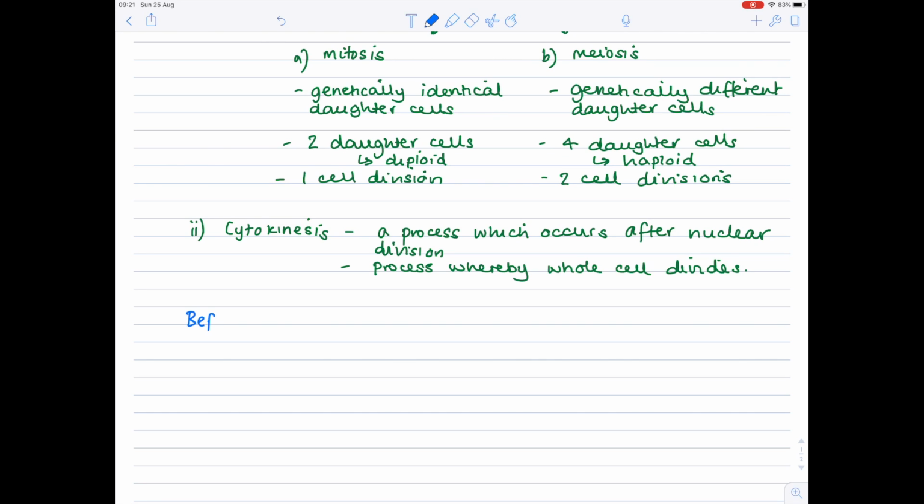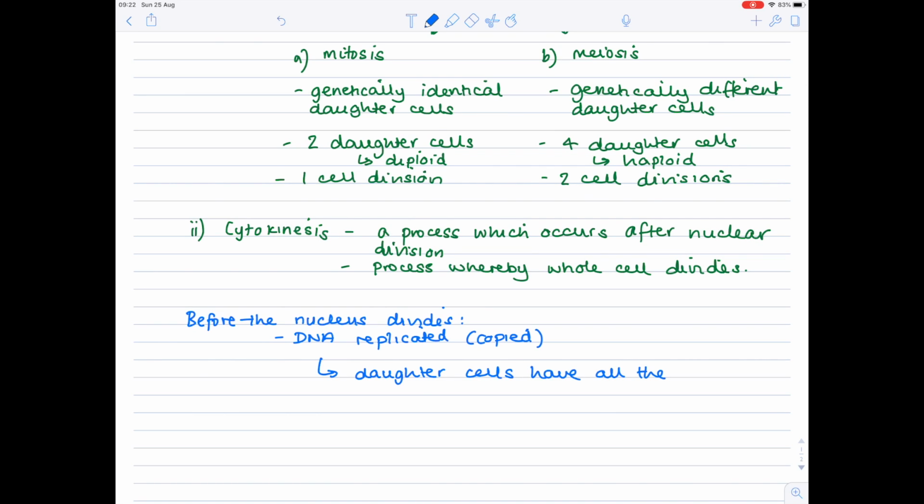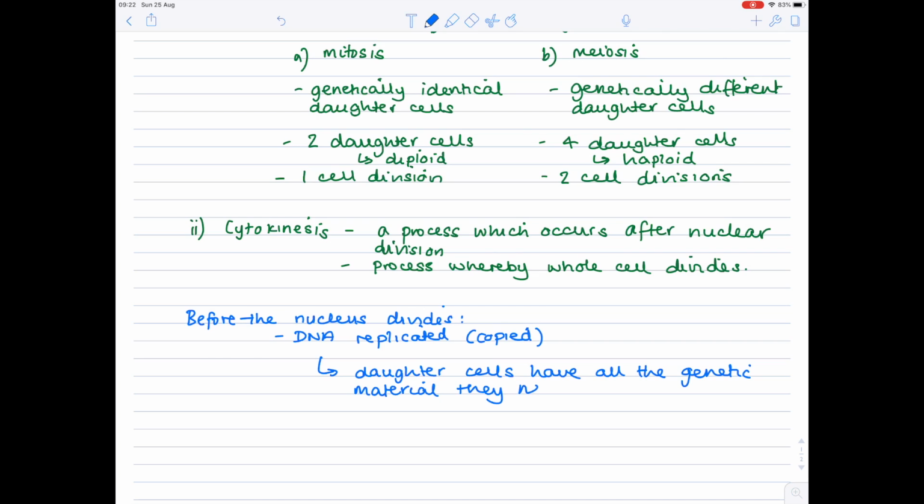So before the nucleus divides, DNA is replicated, which basically means that it's copied. And this ensures that the daughter cells, so the new cells, have all the enzymes and proteins that they need. So proteins and enzymes.